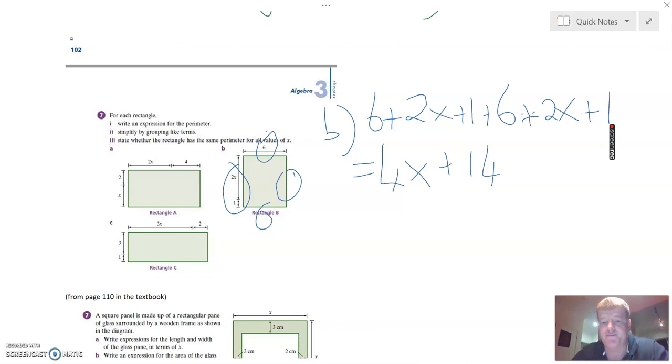Let's say x equals 2. 4 times 2 is 8. 8 plus 14 is 22. So it's a different perimeter. So it's not going to have the same perimeter for all values of x. And you would write that down in an exam just to show you.